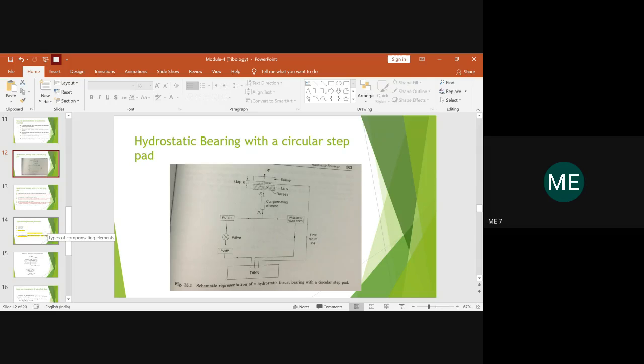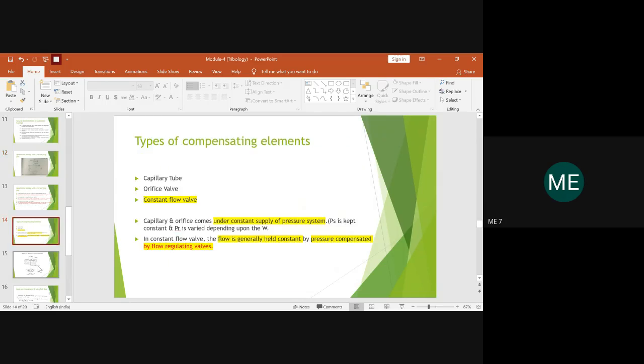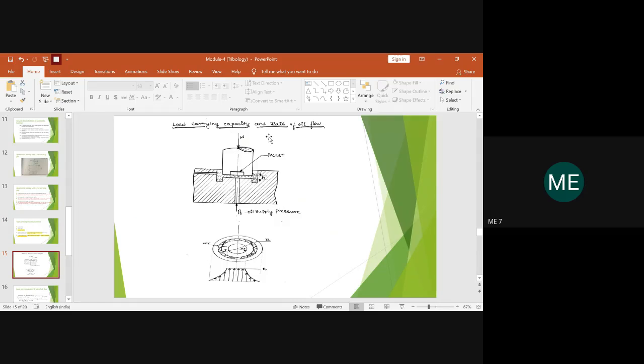So this completes the hydrostatic step bearing phenomena, right? If they ask you, you have to explain until here. After that, we have the load carrying capacity and rate of oil flow. Here we have a derivation to do. We have a simple load carrying capacity equation derivation in your syllabus for the hydrostatic bearing. Also, the rate of oil flow has to be determined. This you will be studying.